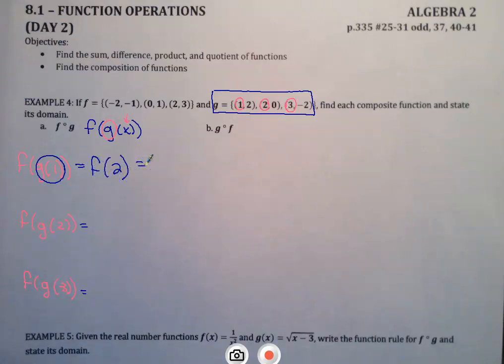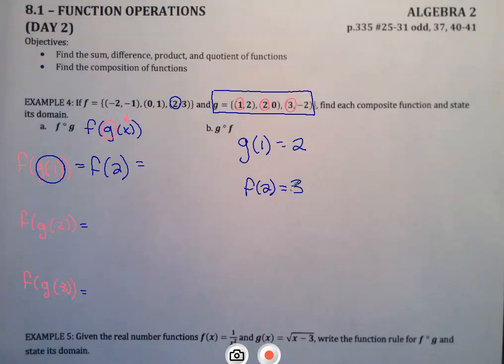Right, no, g of 1. Okay, so g of 1 equals 2. But I wanted the function of g of 1, so now I want f of 2. So when the x value is 2, what's the y value? 3.